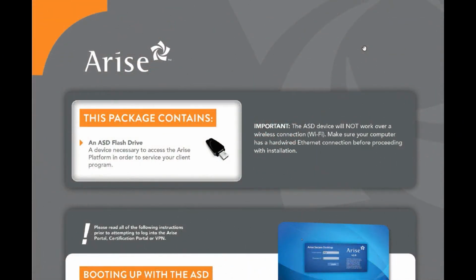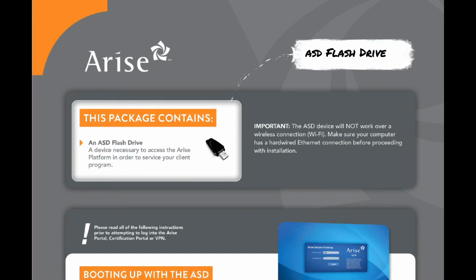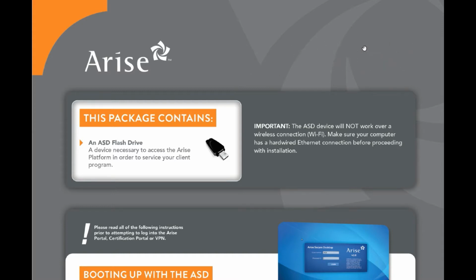Alright guys, let's get started here. As you can see, I'm looking at the ASD Arise package. You get this whenever you get into an Arise client that has the ASD, and you have to use it. This package contains an ASD flash drive, a device necessary to access the Arise platform in order to service your client program. This is what it looks like. Remember, I showed you on another video what the package containing the ASD looks like when you receive it in the mail. So let's keep going here.